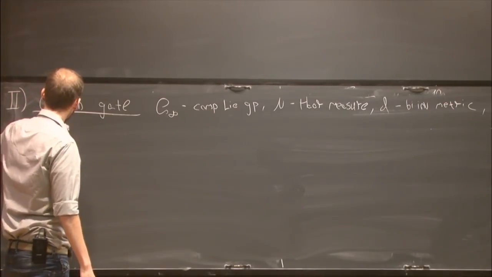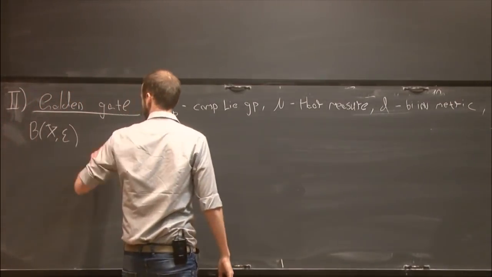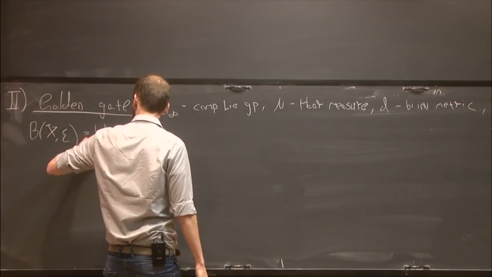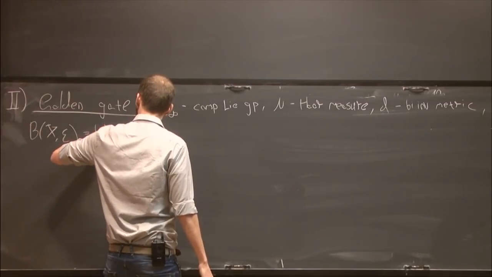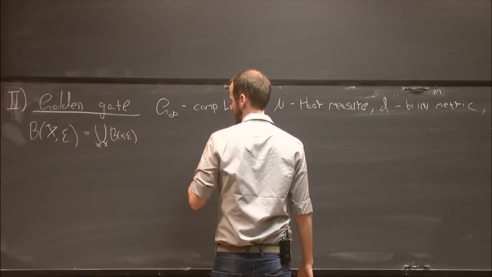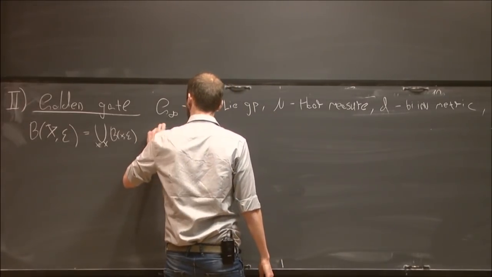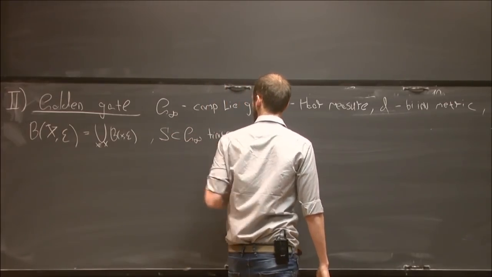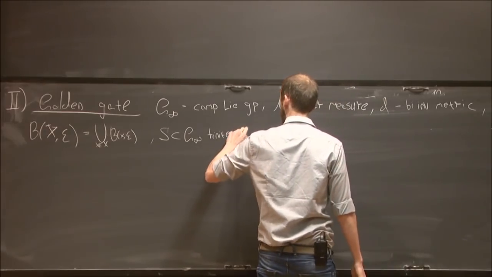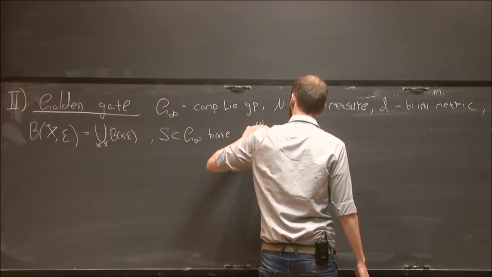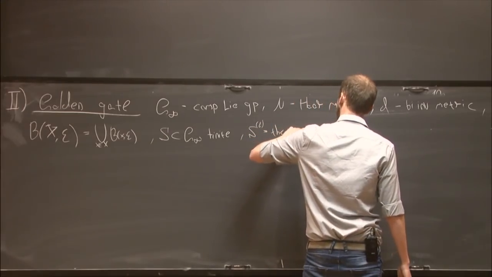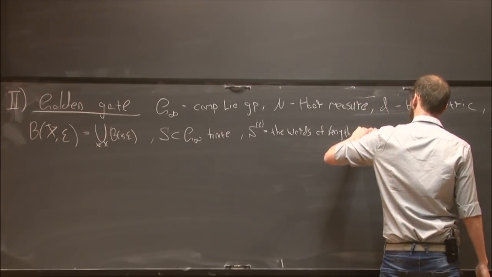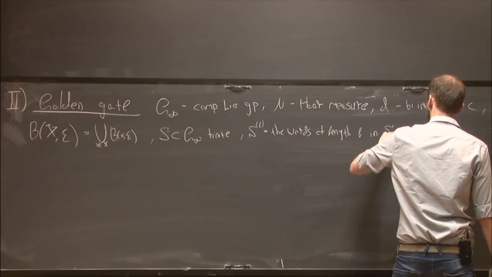I parameterize it with the volume because the definition would be more natural in this setting. And if you have a set of points, I'll denote by B_X(epsilon), where X is a set, the union of the balls of volume epsilon around each of the points in the set. And for any finite set S in my group, denote by S^L the words of length L in the alphabet S.